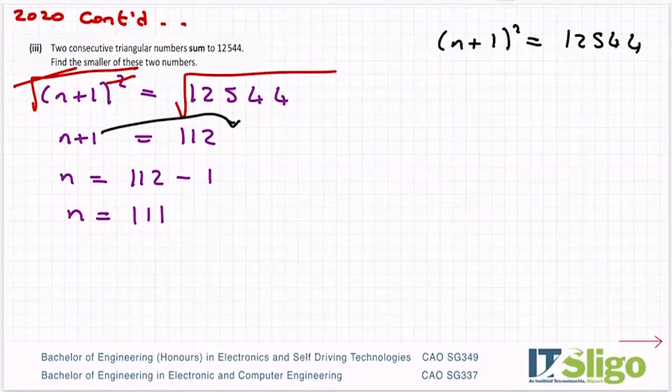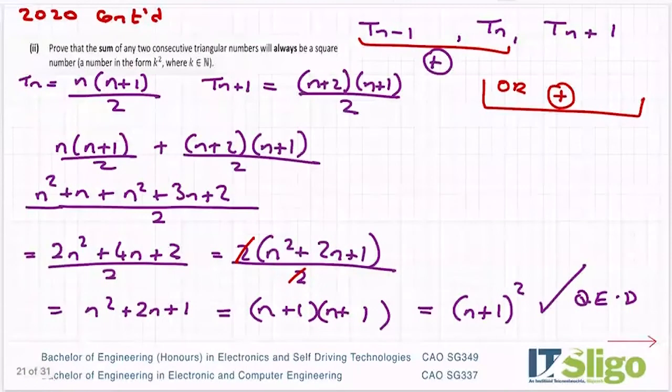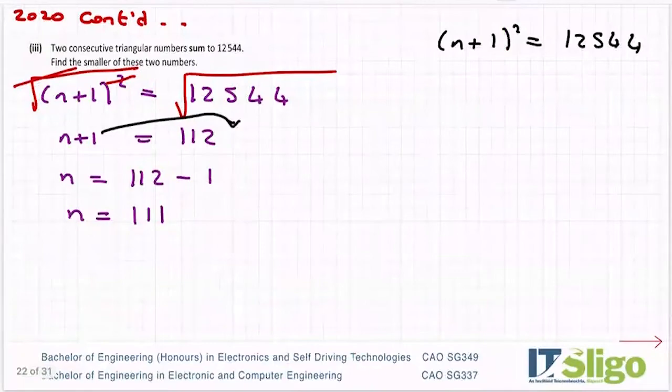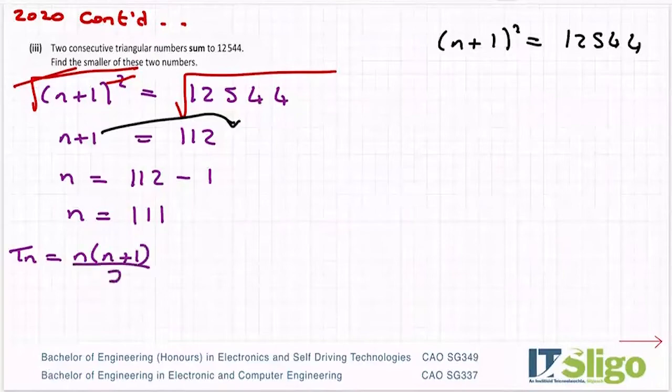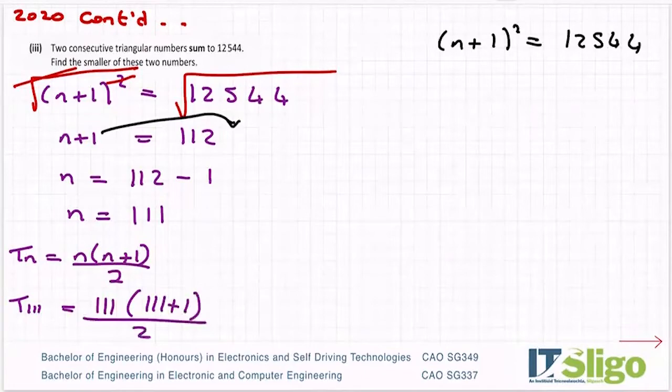Okay, find the smaller of these two numbers. So let's find Tn. What was Tn equal to? n times n plus 1 over 2. So if I need to find T111, it would be 111 times 111 plus 1 over 2. We put that into the calculator, and it is 6216.